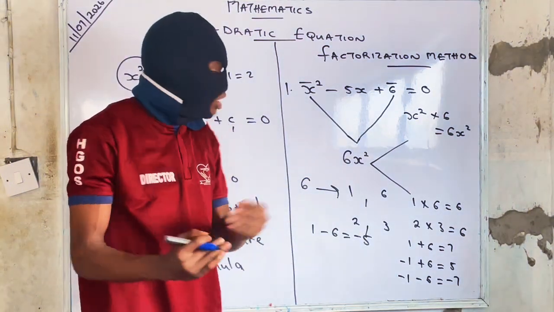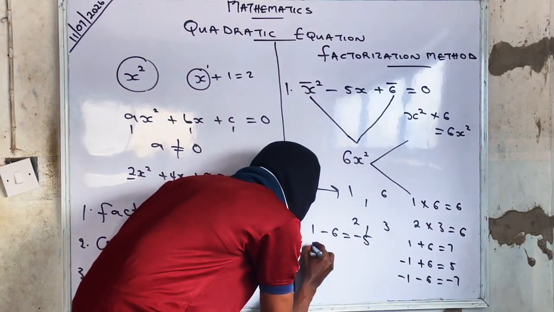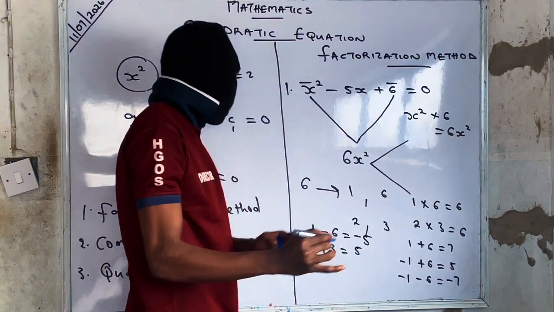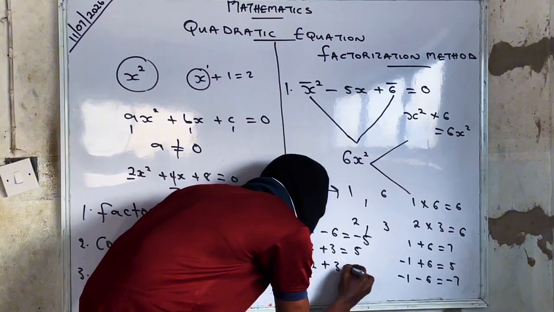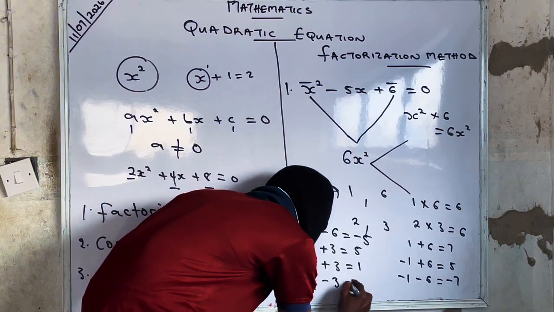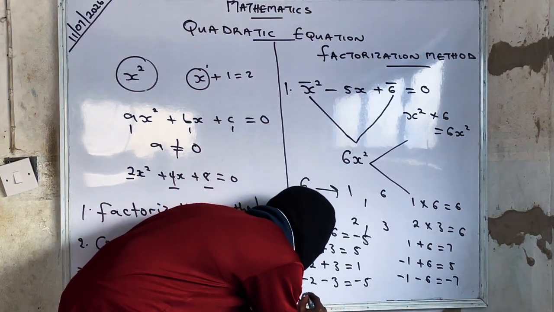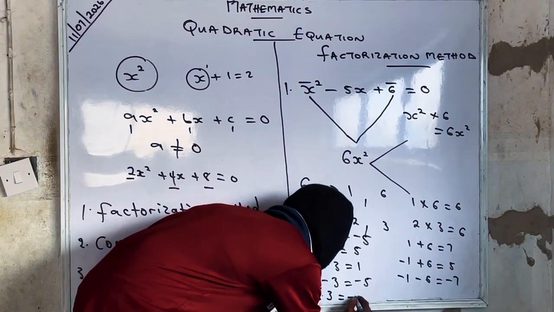But let's move forward by using these 2 and 3 also. If we have 2 plus 3, it gives us what? 5. We are looking for minus 5. If we have minus 2 plus 3, it gives us 1. If we have minus 2 minus 3, it gives us minus 5. If you have 2 minus 3, it gives us minus 1.